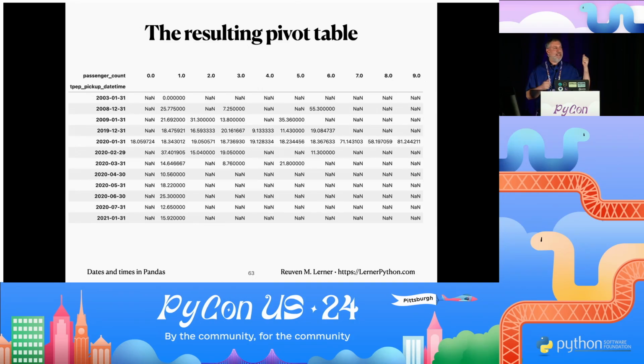And notice what we get here in the index. It is always going to show us the final day of each month because I said 1ME. So the end of January 2003. Then we skip to the end of December 2008.